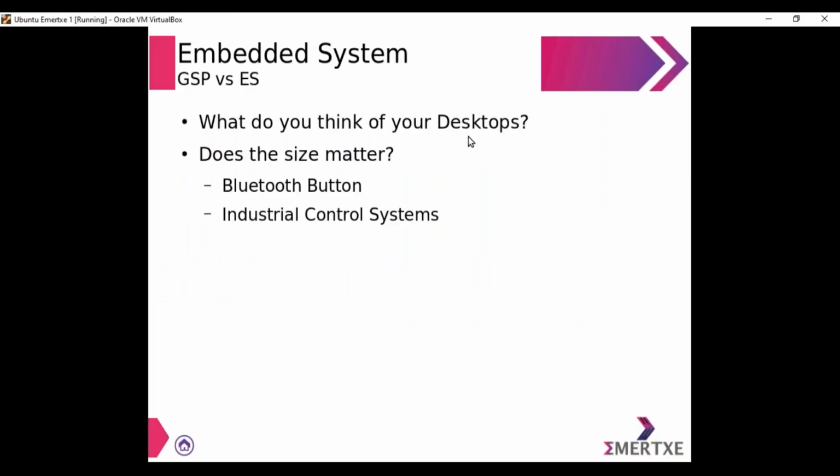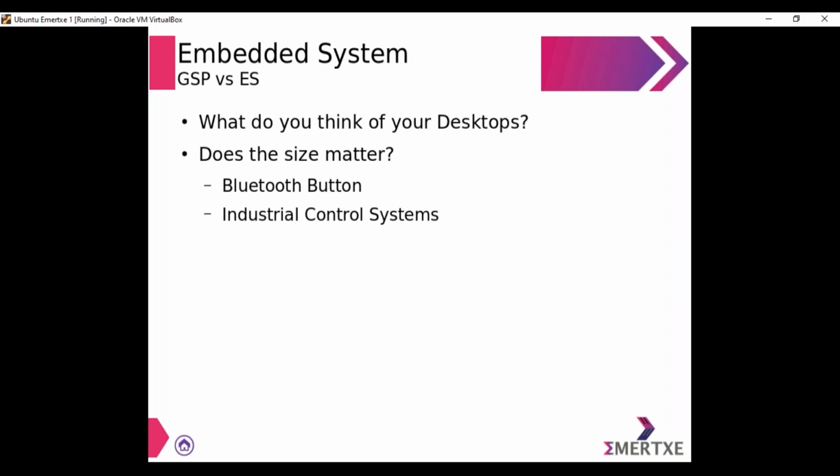What do you think of your desktop? Desktop, is it a general purpose system or an embedded system? It's a general purpose system, but you cannot decide depending on the size. Size is not always going to matter to categorize between general purpose system and embedded system. Embedded systems can be as small as your Bluetooth buttons, and as big as your industrial control systems. So looking at the size, you cannot decide whether to put the device under general purpose system or embedded system.